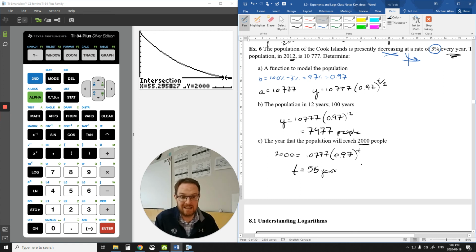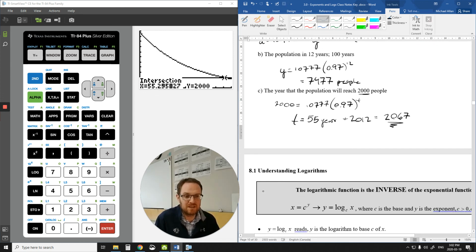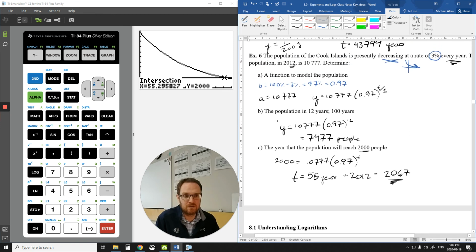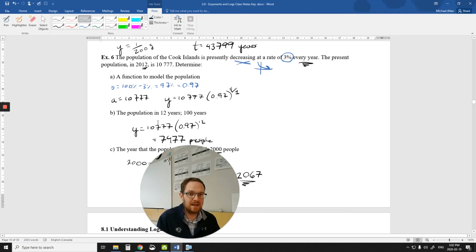Now, what year is that? Well, it's 55 years plus the 2012 here. So that's around the year 2067. That's probably when that's going to end up being about 2,000 people using a model, right? Not necessarily always going to work all the time, but that's essentially how this one works.